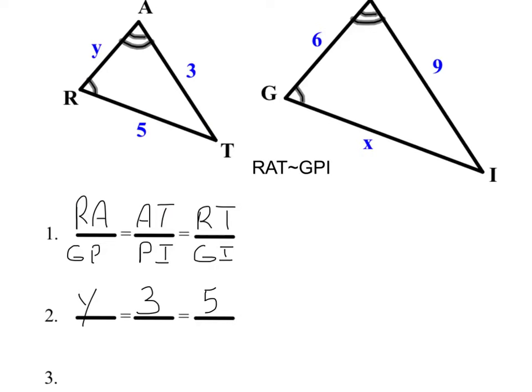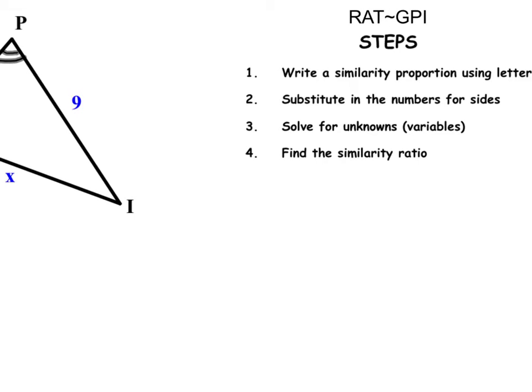We will do the same with the second triangle, the larger triangle over here. Just follow our way around, starting off with GP, right? GP right here is 6. From 6, we'll work our way to the 9 and ultimately to the X. Now that step 2 is done, where we substituted the numbers in for the sides, relatively simple, we will follow step 3 and solve for our unknowns or our variables.